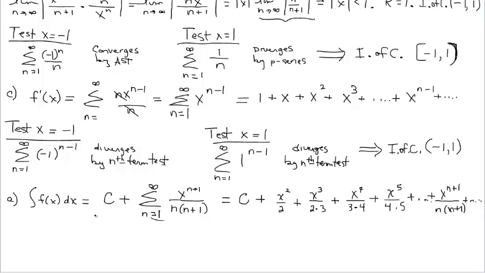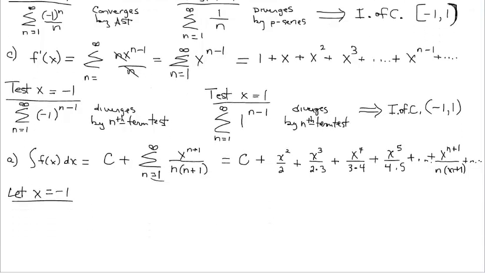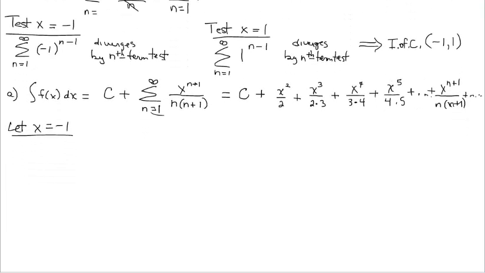All right. All of that on the side, but let's get back to our objective. What's the interval of convergence for the antiderivative? So remember, all we have to do is check the endpoints. So we have two tests. All right, so let's test x equals -1.